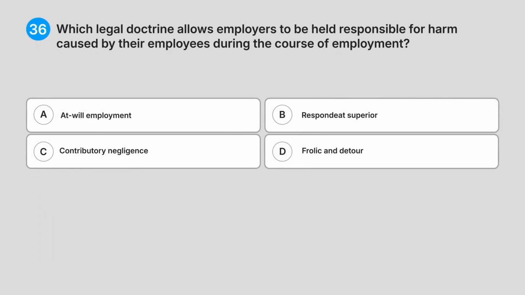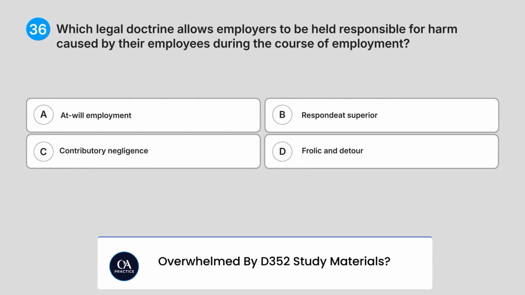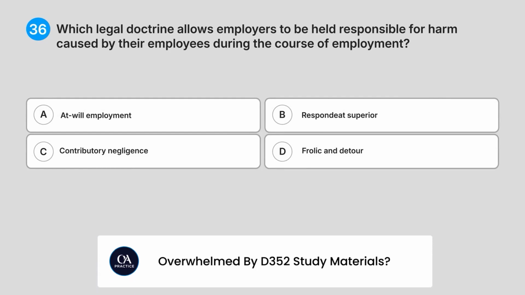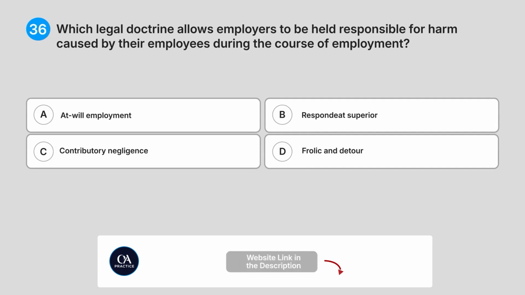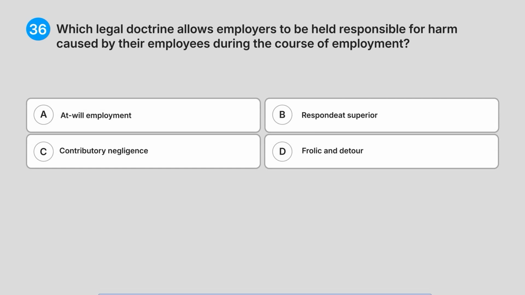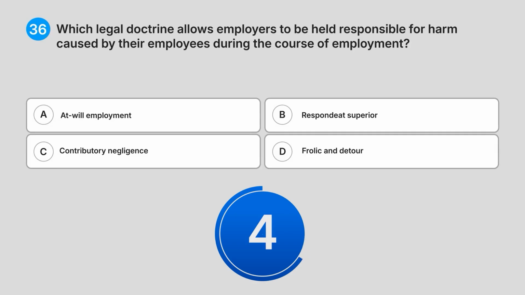36. Which legal doctrine allows employers to be held responsible for harm caused by their employees during the course of employment? A. At-will employment. B. Respondeat superior. C. Contributory negligence. D. Frolic and detour. Can you guess the answer?